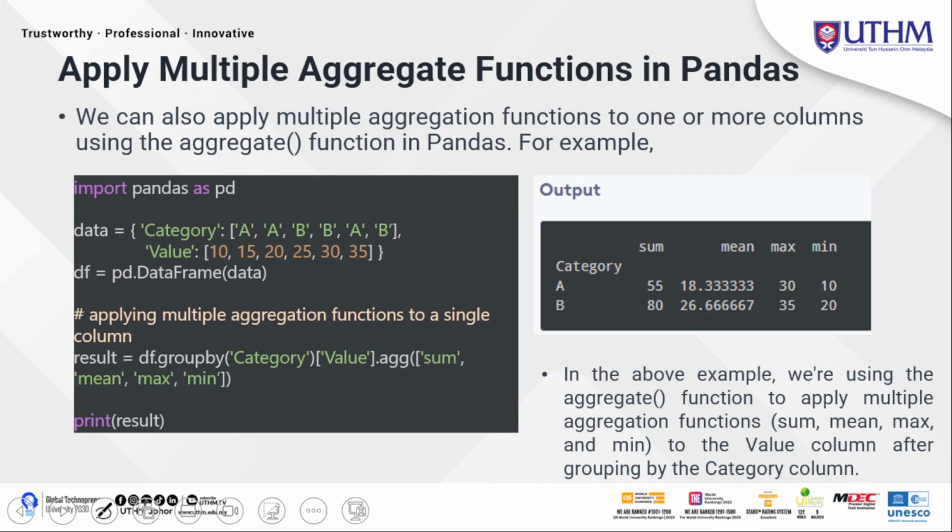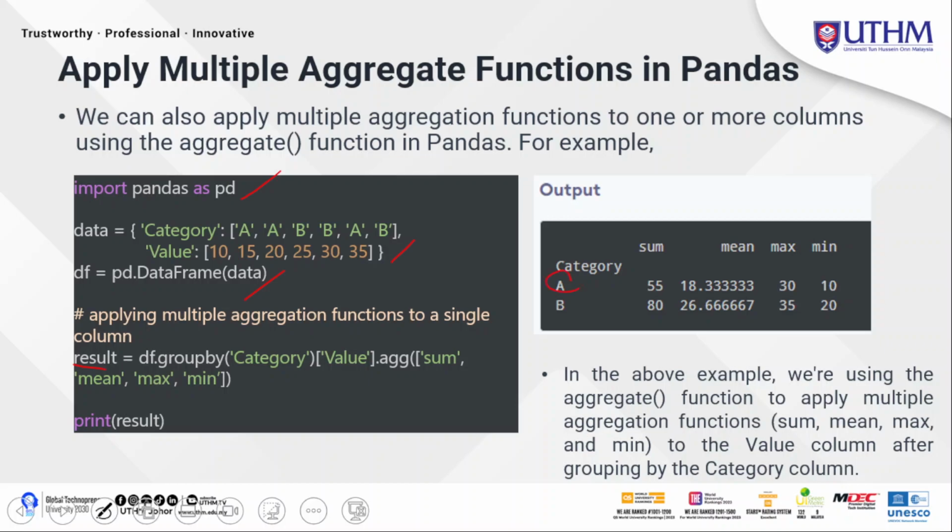Apply multiple aggregate functions. For one particular column, you can apply multiple aggregate functions to one or more columns using aggregate functions in Pandas. First of all, import Pandas, create the data frame, done. So apply the group functions, I mean, for more than one column. Your result, it can be any variable, equals df dot groupby category. So we want to group by category, which means categorizing into group A, group B.